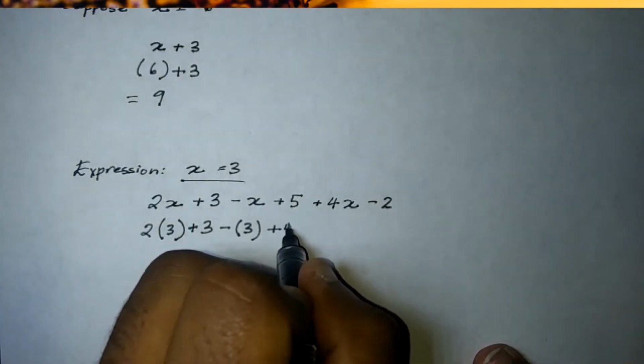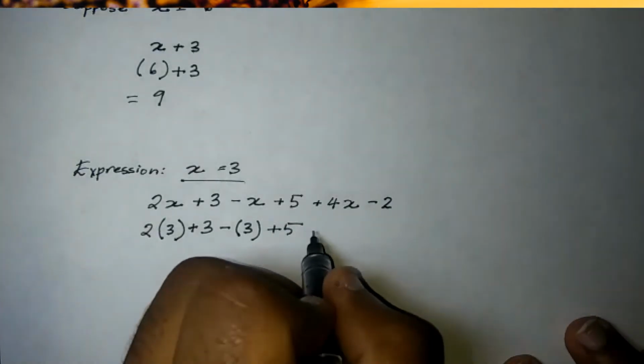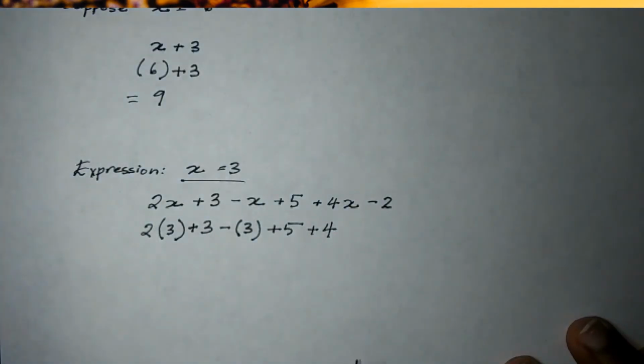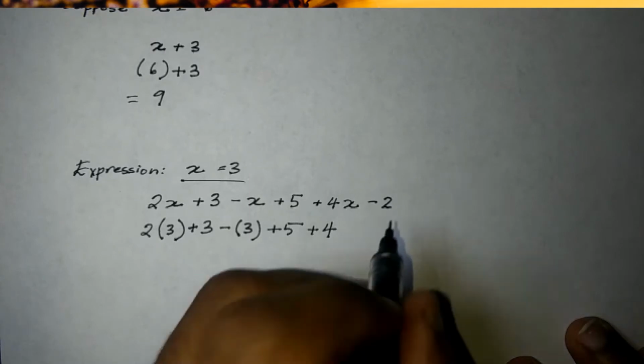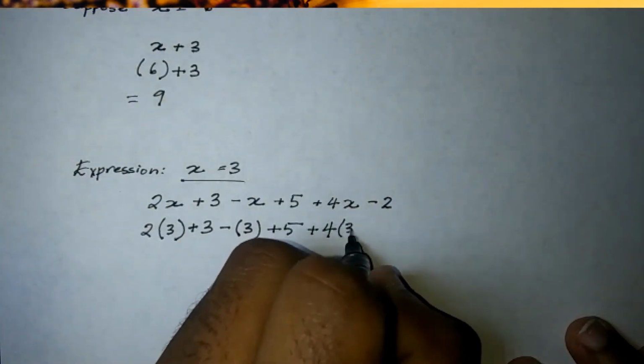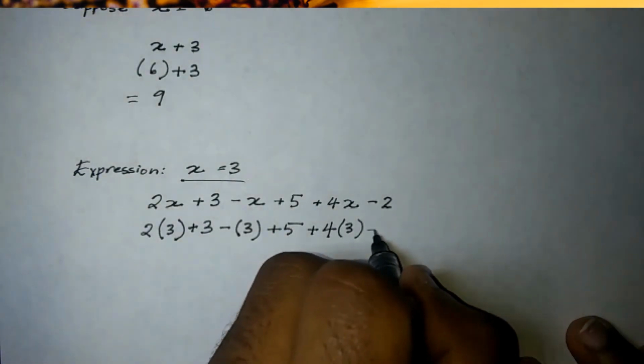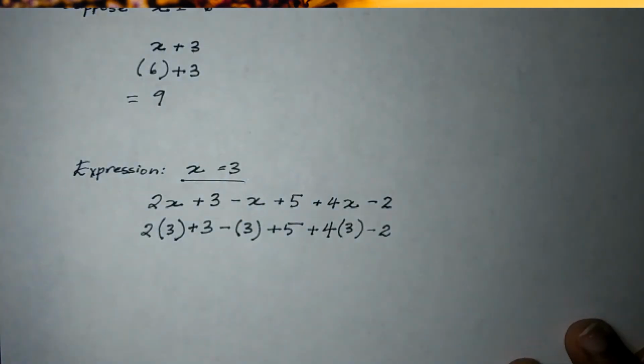Plus 5, then plus, and I see 4, and I see one more x. Remember what we're going to do when we see x? We're going to substitute the value of x. And how do we do that? By putting it in brackets. Very good. Am I finished? No, I'm not. I need to throw on this minus 2 just to follow the expression.